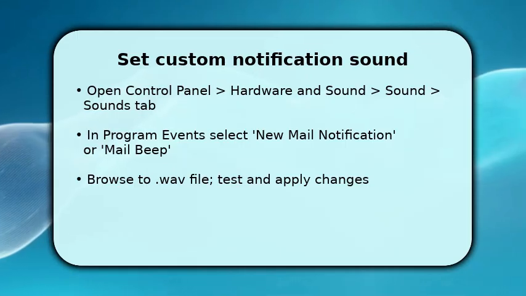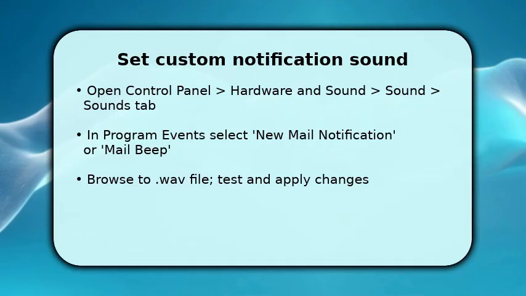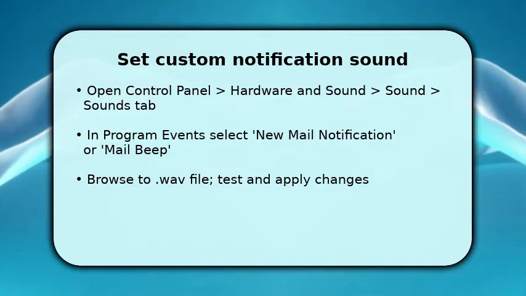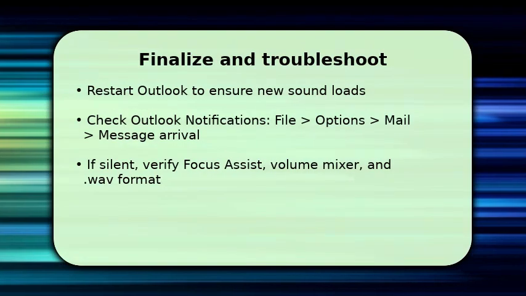Make sure your chosen file is accessible and under 30 seconds for reliable playback in Windows and Outlook. Finish by restarting Outlook so the new sound takes effect. While Outlook restarts, open File, Options, Mail, and confirm message arrival has Play a Sound enabled.